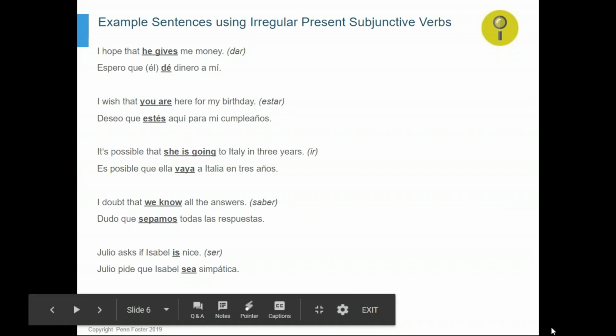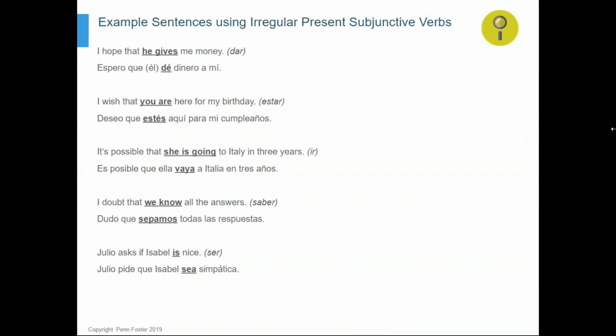And here are a couple examples using the irregular verbs. If you think back, or if you have never really learned much about the subjunctive before, there's a lot of uncertainty involved with using the subjunctive. So when somebody hopes that something's going to happen, or wishes, or says it's possible that something will happen, or doubts something will happen, or asks for something to happen, all of those are contexts that trigger the use of the present subjunctive. So all the verbs in the Spanish sentences here that are underlined are in the present subjunctive because they haven't happened yet.